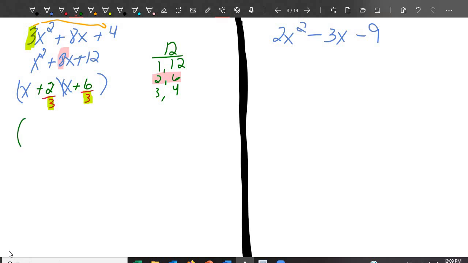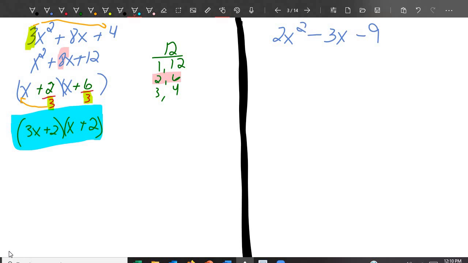Notice the first parentheses has a 2/3. I can't simplify 2/3. So what we do is we take the denominator and slide it back in front of the x, because I can't have a fraction whenever I'm factoring this. So we're going to end up with a 3x plus 2 in the first parentheses. Second parentheses, I can simplify the 6 and the 3, and that gives me 2. What you get when you divide is your answer. So this is the factored form of 3x squared plus 8x plus 4.